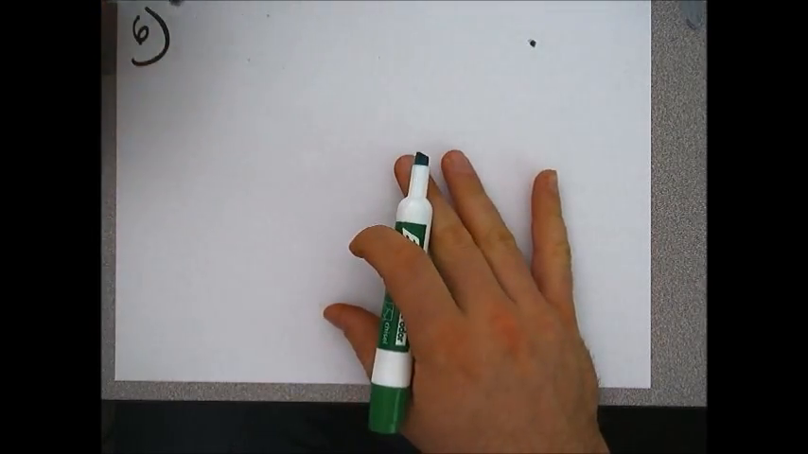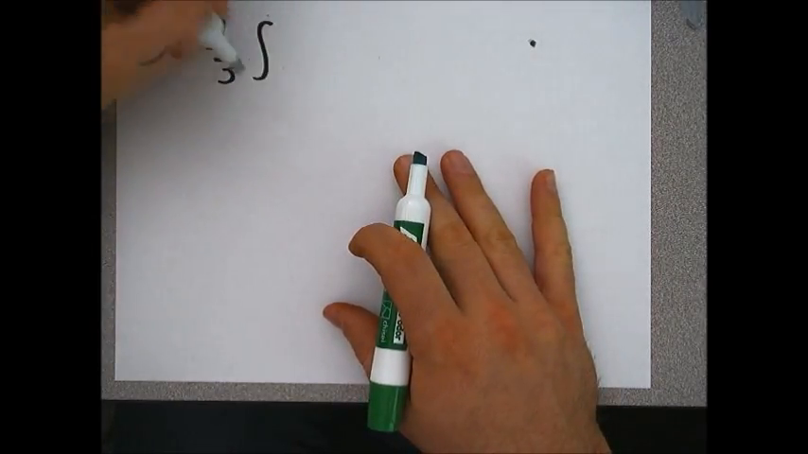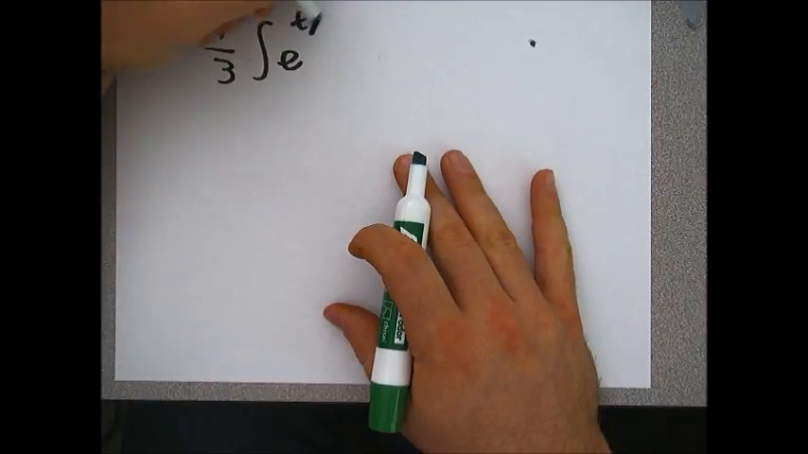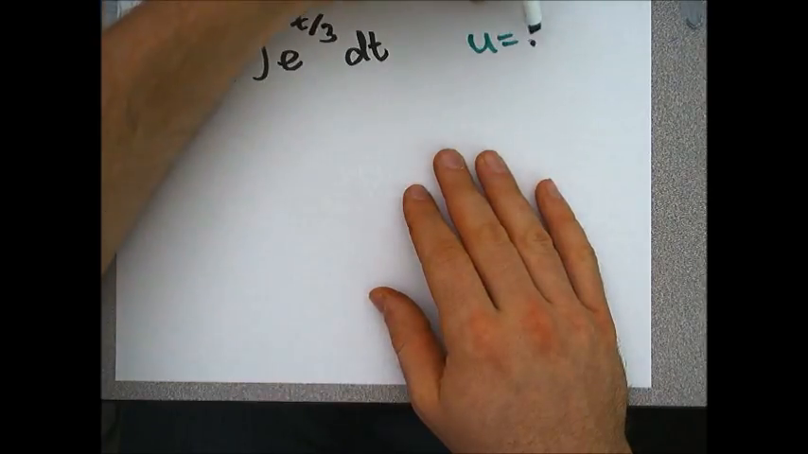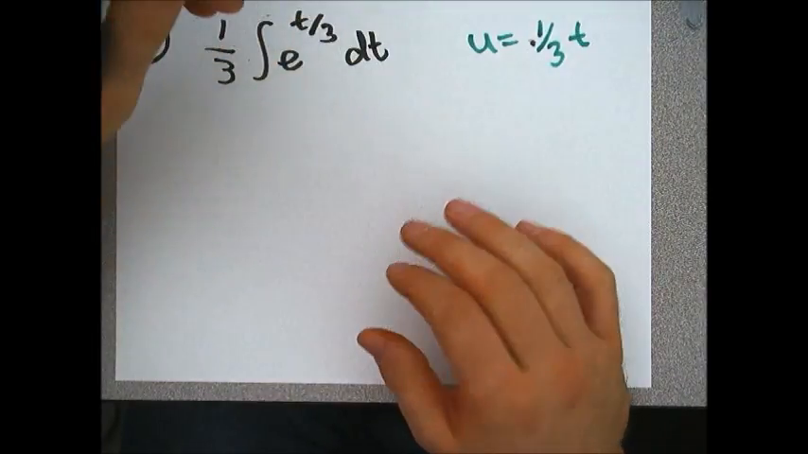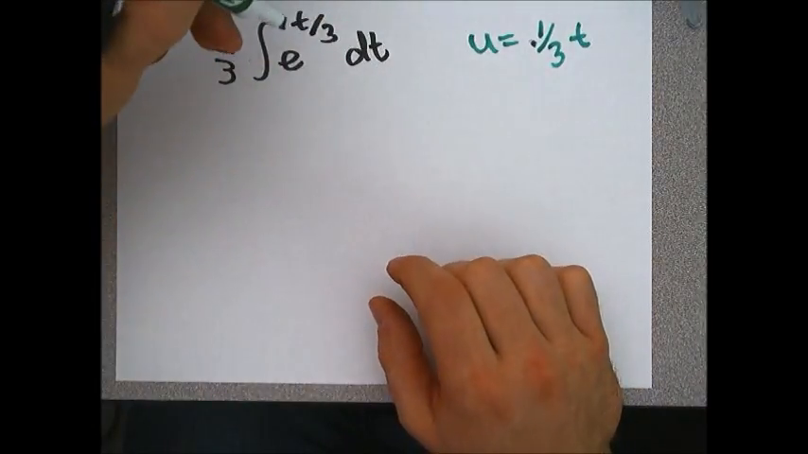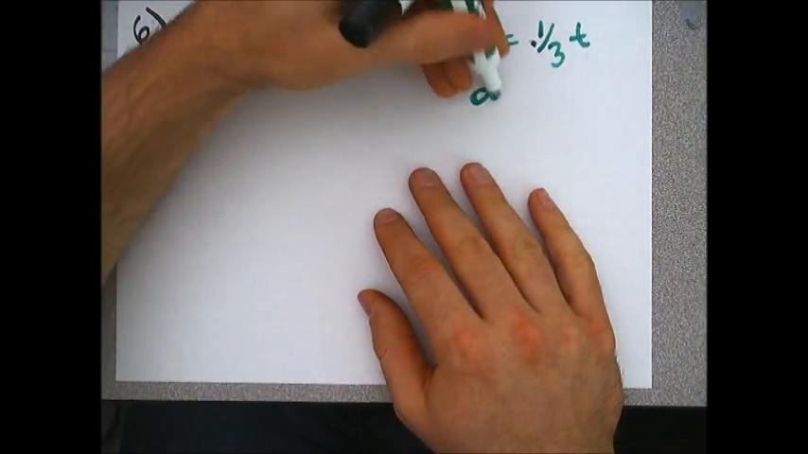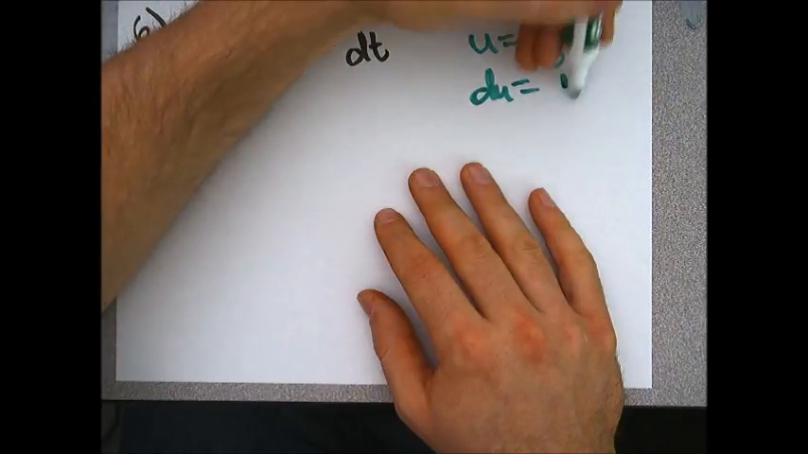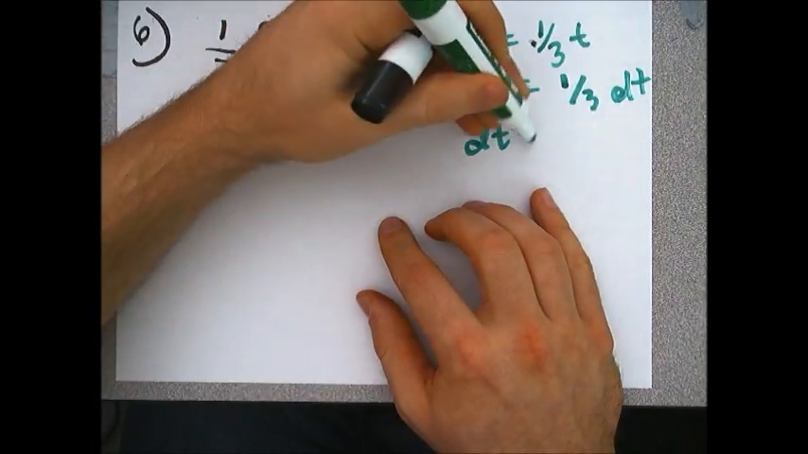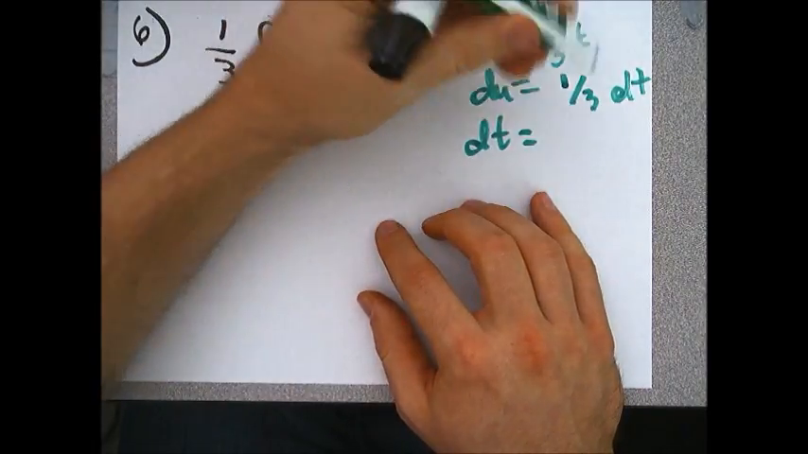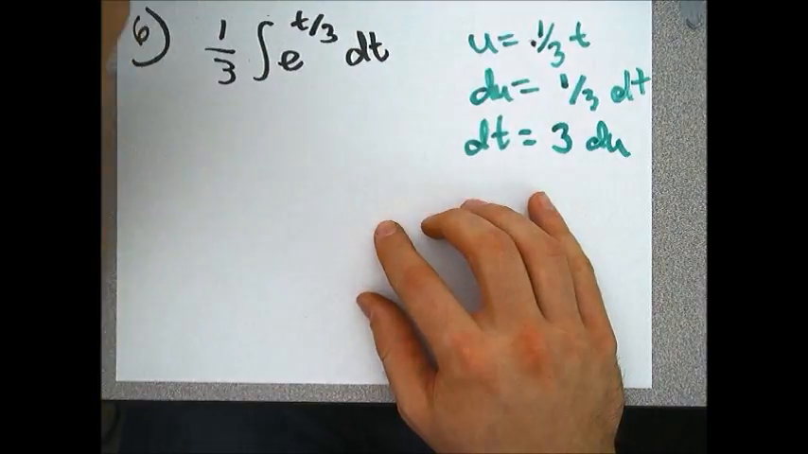Number 6 asks for the integral with a 1/3 out front, e to the t over 3 dt. Need a u substitution. So I'm going to say let u be equal to 1/3 t. For me, that's easier to see as a derivative. 1/3 t or t over 3 mean the same thing, right? So du is equal to what? 1/3 dt means dt is equal to, how would I undo this? Multiply by 3. So it's equal to 3 du.